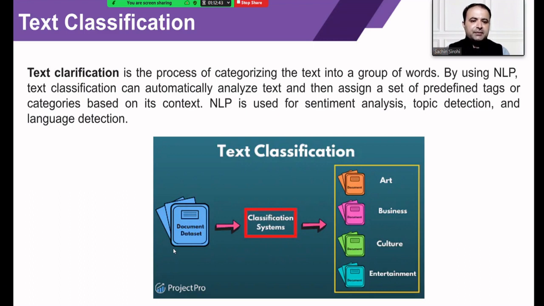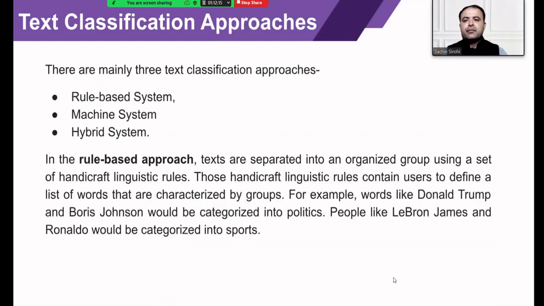What is text classification? Text classification is the process of categorizing text into groups of words using NLP. It can automatically analyze text and then assign a set of predefined tags. For example, we have a document and a classification system: art, business, culture, and entertainment. So we are just classifying the text. There are mainly three text classification approaches: first is rule-based system, second is machine system, and third is hybrid system.